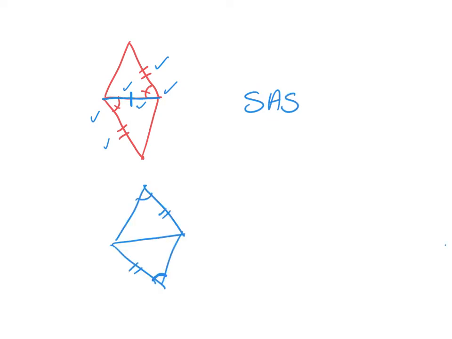Are these two triangles congruent? No. Why? Is it angle, side, side? Because it's a donkey, right? We know that this guy here is equal to itself. So we have angle, side, side, angle, side, side. That's a donkey. Can't have a donkey.